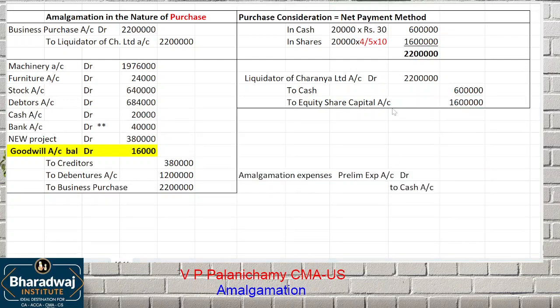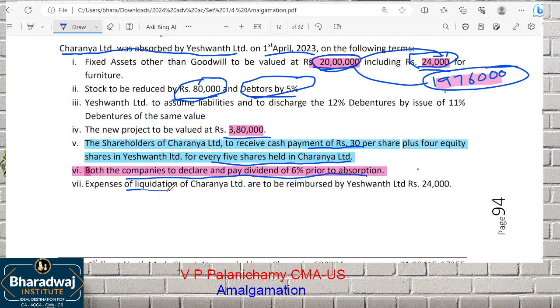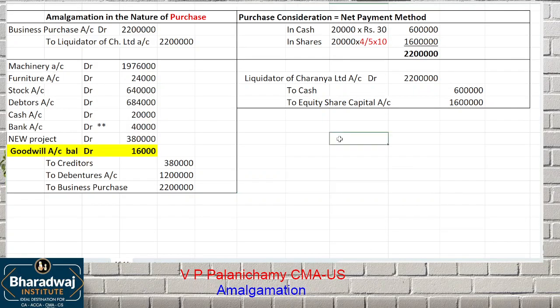If it is amalgamation expenses, we'll pass preliminary expense account debit to cash. But in this question, it is not amalgamation expenses. Check the question. What is given? The expense on liquidation of Charanya Limited is to be reimbursed by Yashwant Limited. Do you understand the difference? It is not the expense to start a new company. It is an expense to close the selling company. Expense to close which company? Selling company. So what entry do you have to pass? Liquidation expenses. Wait.